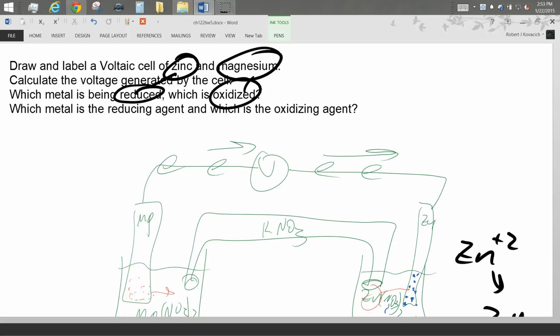What did magnesium do to the zinc? Magnesium caused zinc's charge to drop. So magnesium in this case is a reducing agent.